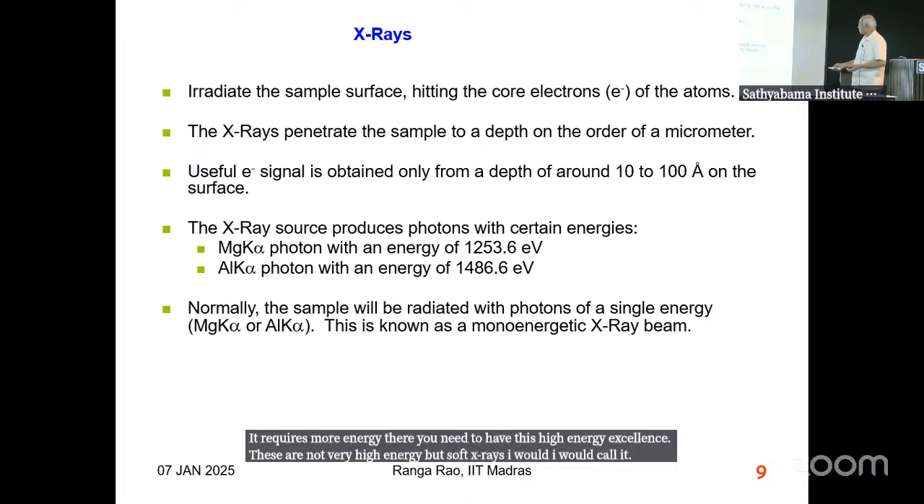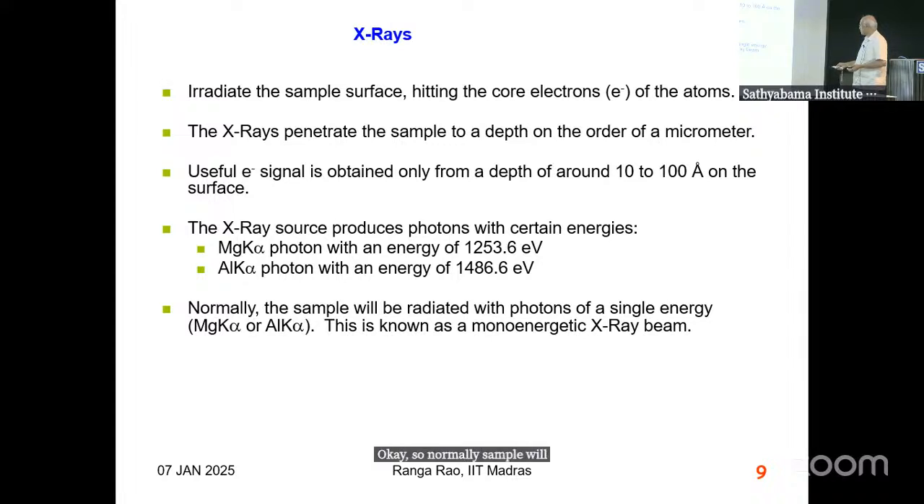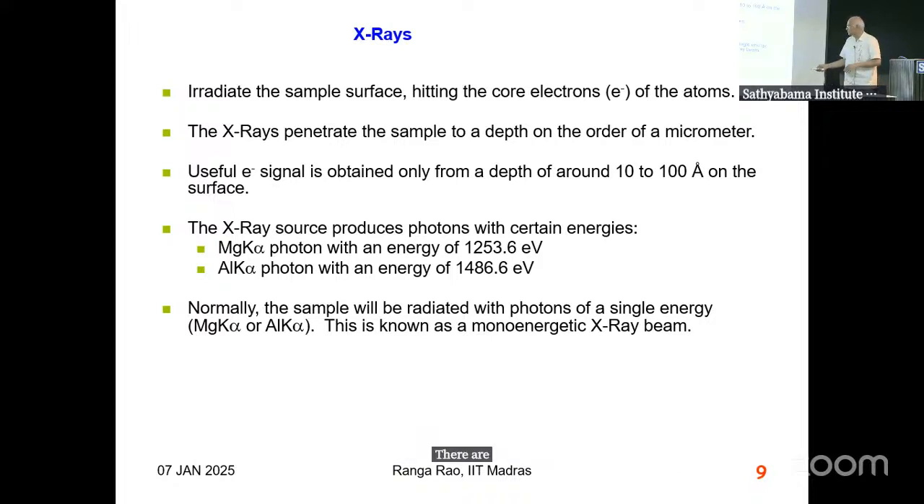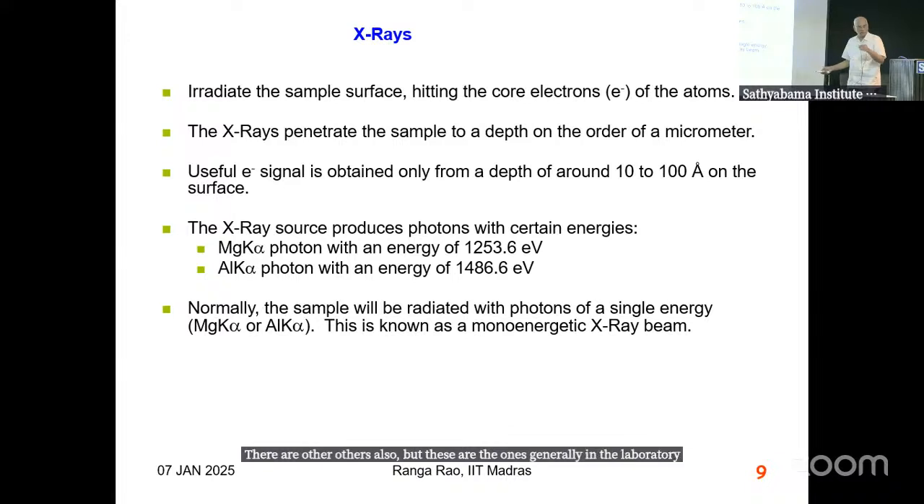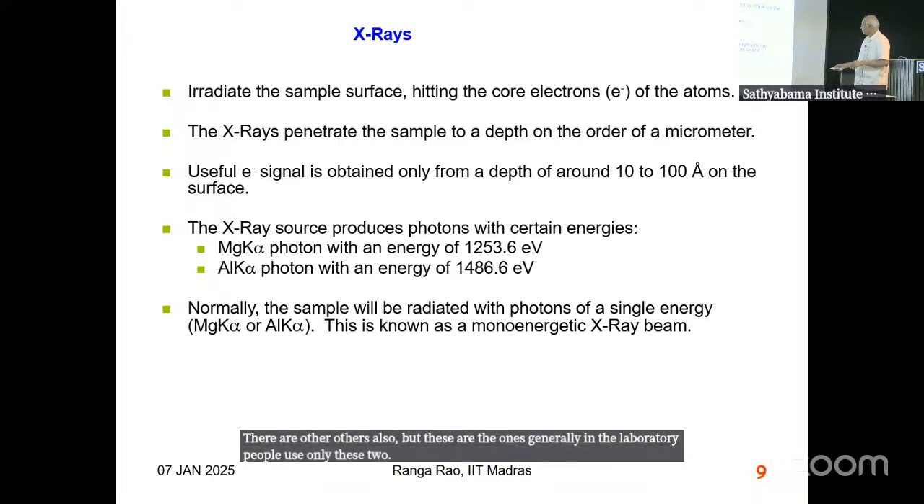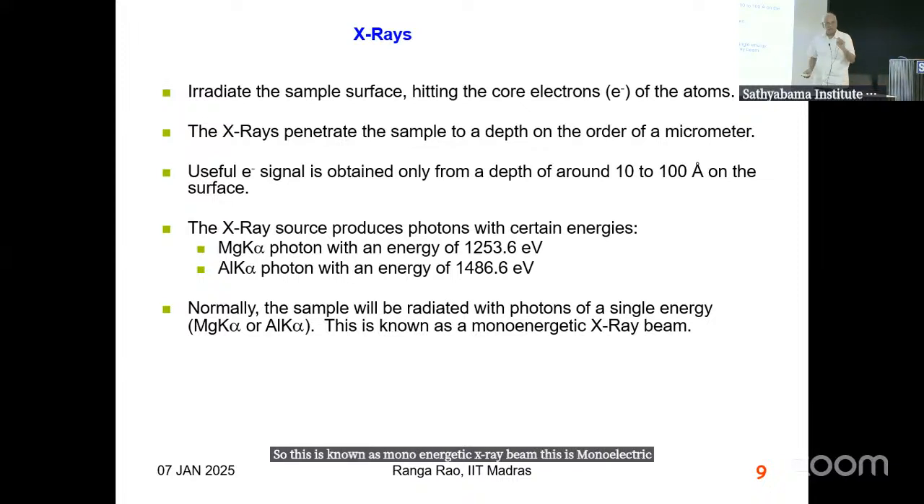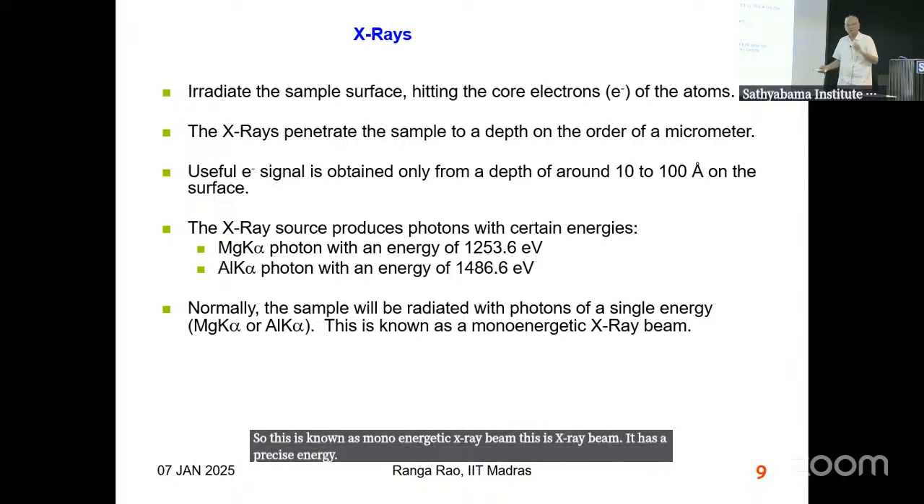Okay. So normally the sample will be irradiated with photons of a single energy, that is either this or that. There are others also, but in the laboratory people generally use only these two. So this is known as a monoenergetic X-ray beam. It has a precise energy.